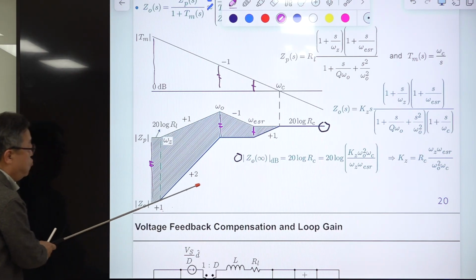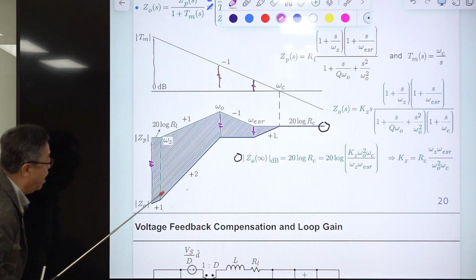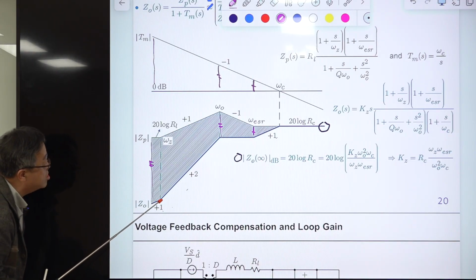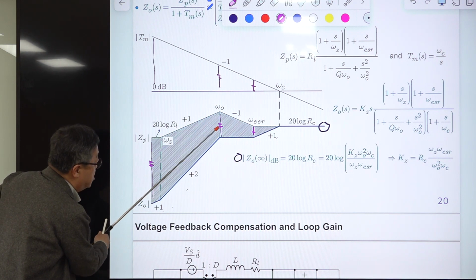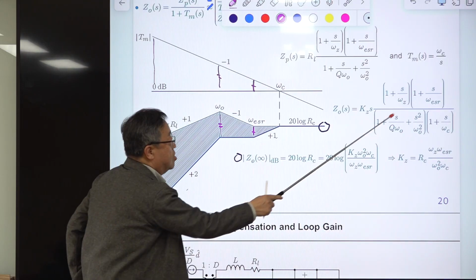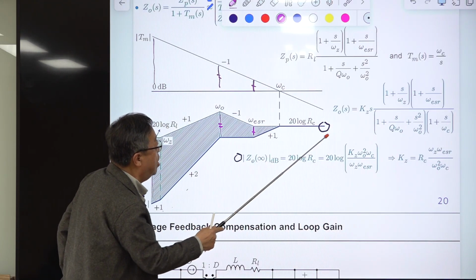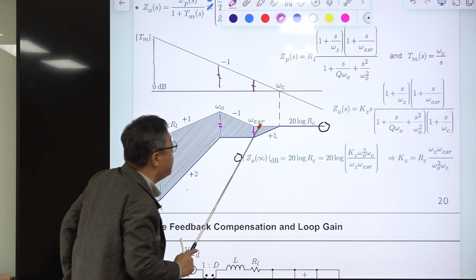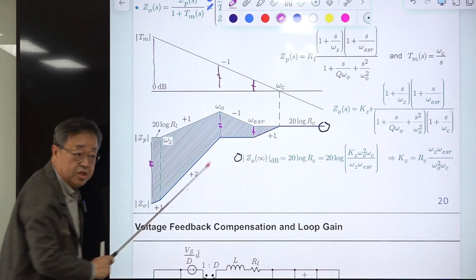So initially, you have this differentiation, KGS, and you have this low frequency zero coming first. So plus 1. Slope is increased to plus 2, and you have a double pole here. So slope is decreased by 2, a horizontal line. You have another zero here, and you have the final pole here. So you can plot this.